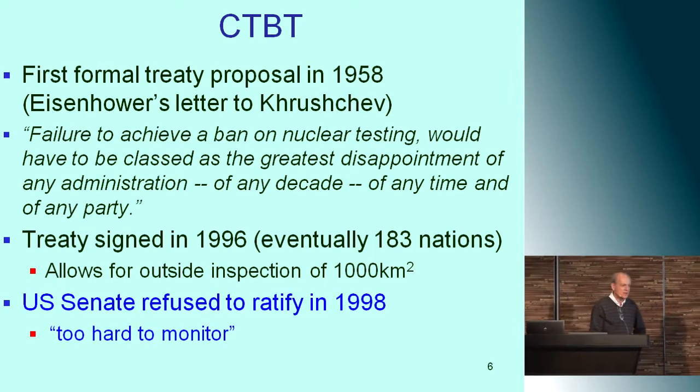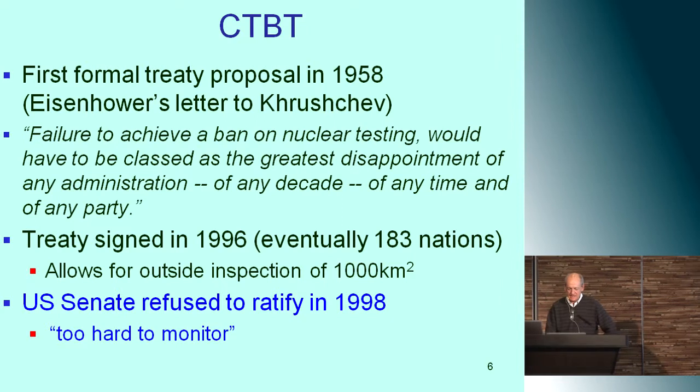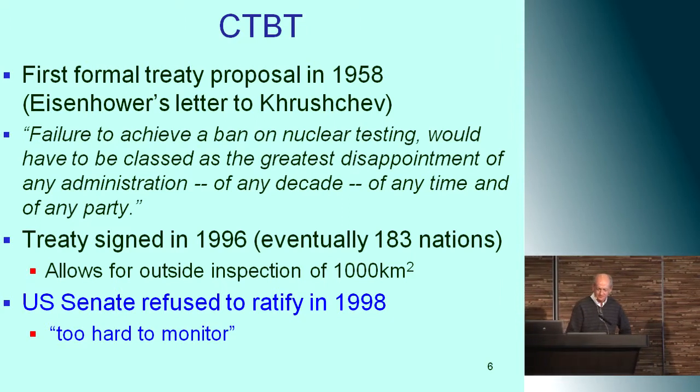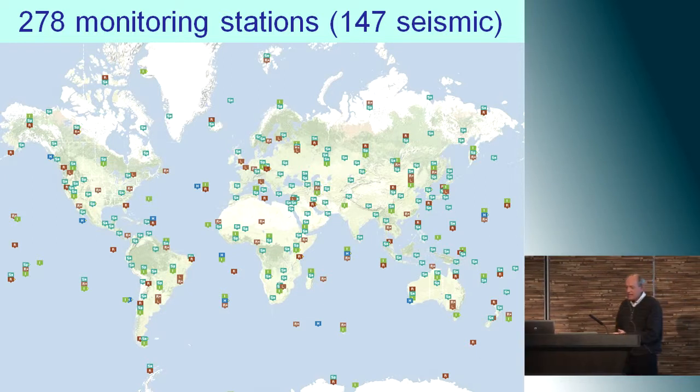Unfortunately, the US Senate rejected the treaty, and so the treaty is not currently in force. They claim that it was too hard to monitor. So what does that mean? Well, there is a monitoring system. It's called the International Monitoring System. It currently has 278 stations around the world.